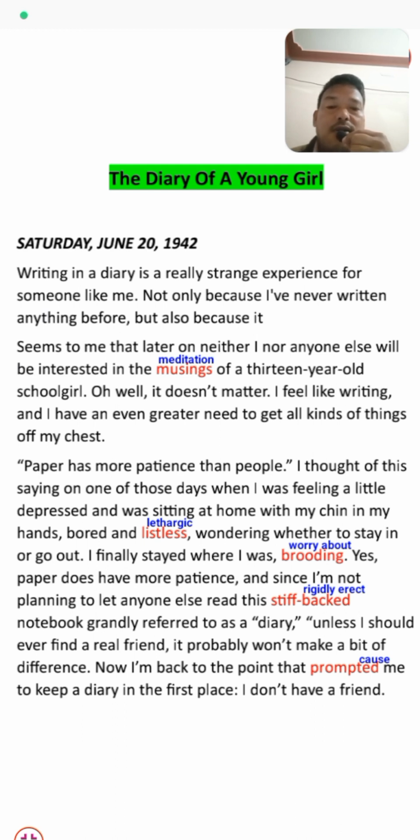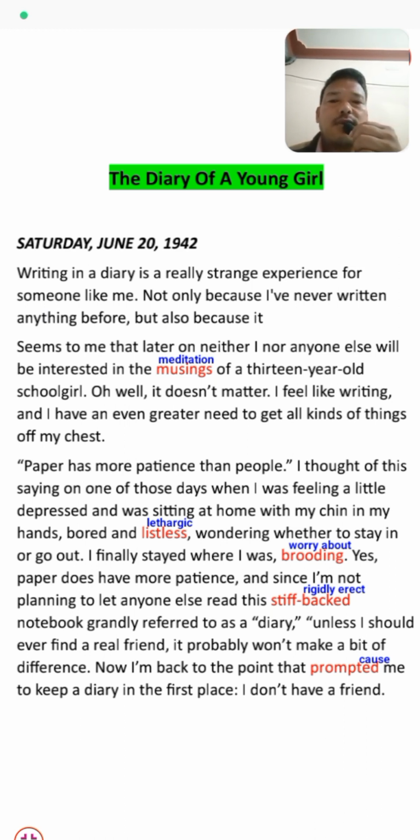I'm back to the point that prompted me to keep a diary in the first place: I don't have a friend. Yes, in this paragraph, students, she mentions that she doesn't have any friend, and she wants a friend where she can pour out her feelings, and that's why she wanted to make the diary her friend. This is the main reason for writing this diary and making it a friend.